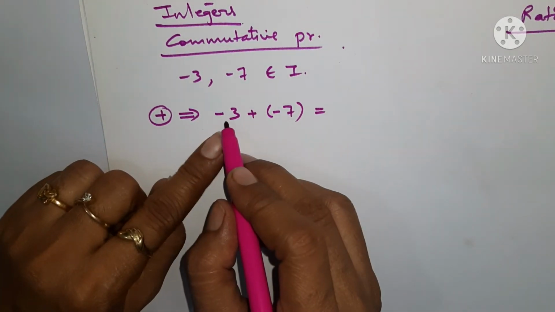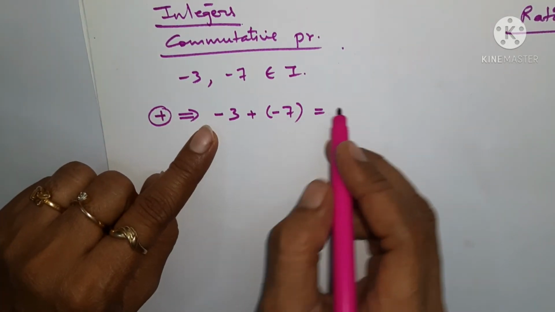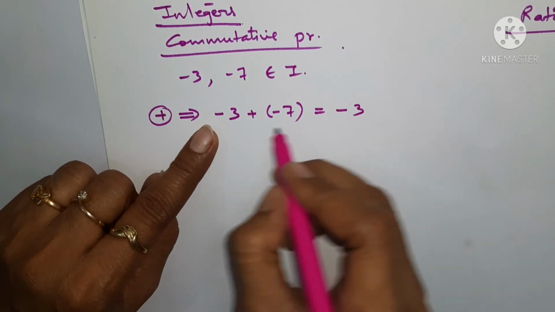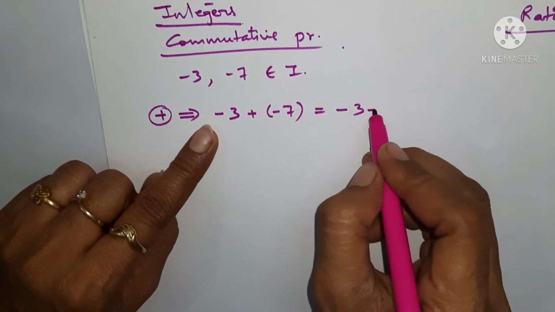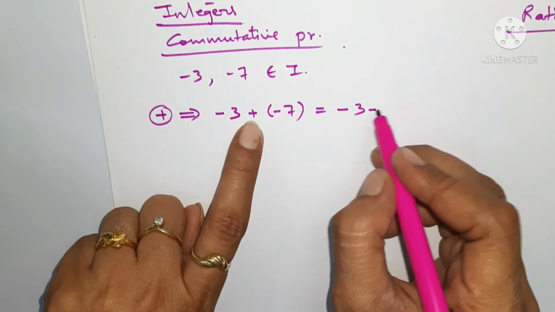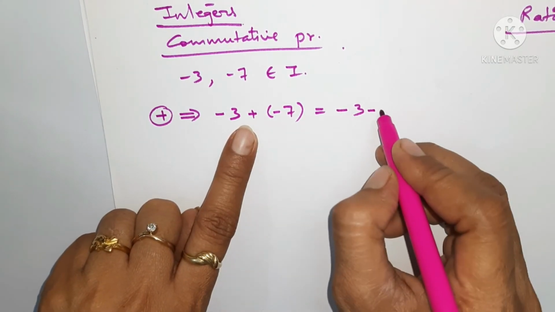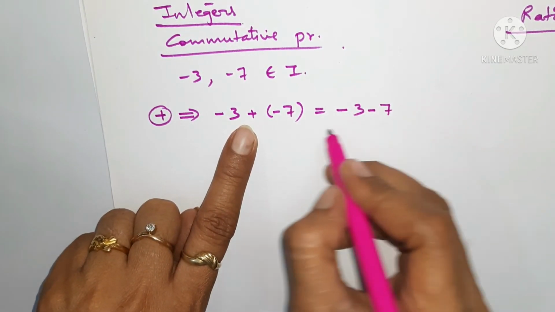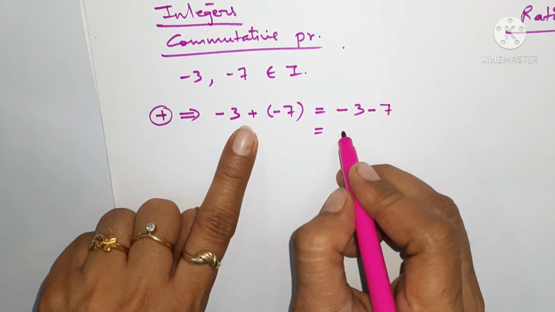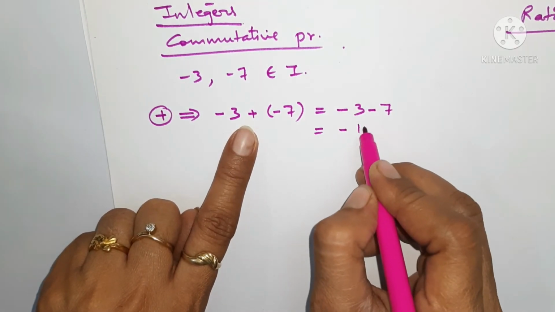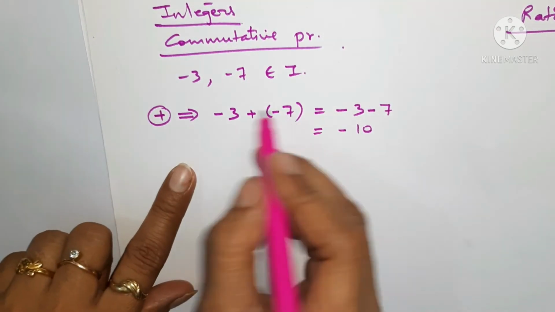चलो पहले करके देखते हैं. -3 and -7, what do you get? -3 plus minus 7. When you are going to multiply, when you are going to break the bracket, you will get plus into minus, minus. So -3 minus 7 is equal to how much? It is -10, right?